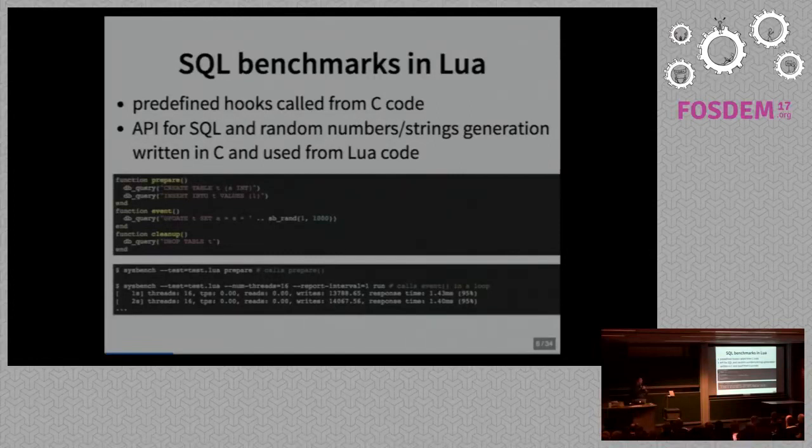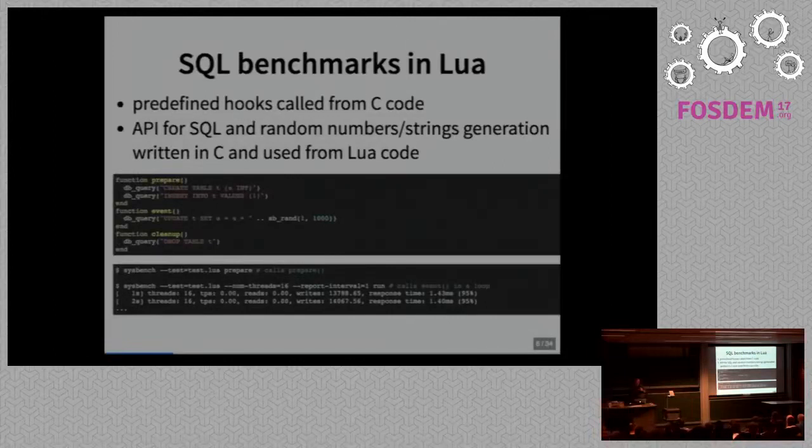The next hook is called event. It's the most important one, and it's the only mandatory hook which sysbench expects you to implement. It basically defines your workload. It tells sysbench what it should be executing in a loop for each thread. And the next hook is cleanup, which is what the name says. It basically cleans up after a benchmark and returns the database to its original state.